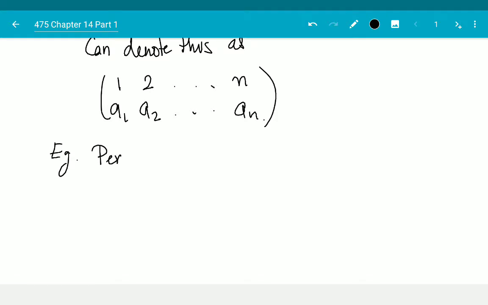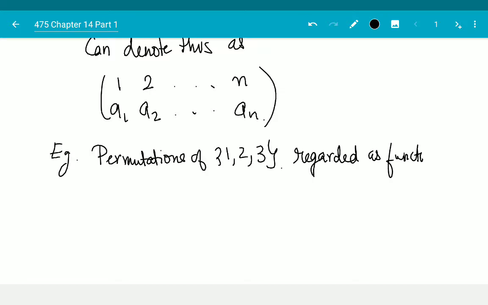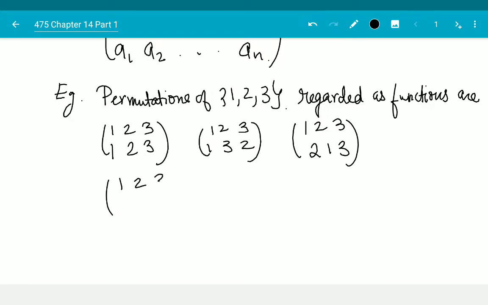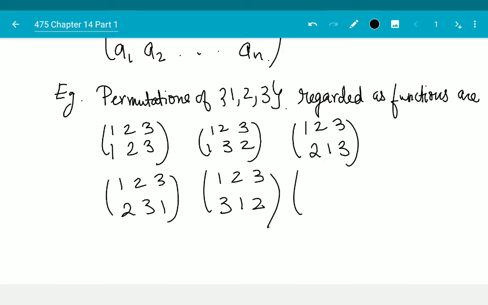Okay, so for example, the permutations of 1 to 3 would be regarded as functions: 1 2 3 over 1 2 3; 1 2 3 over 1 3 2; 1 2 3 over 2 1 3; 1 2 3 over 2 3 1; 1 2 3 over 3 1 2; and last, 1 2 3 over 3 2 1, right? That's 6, and these are all the permutations.